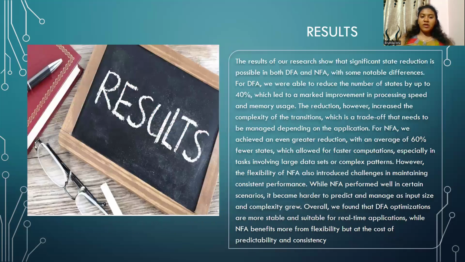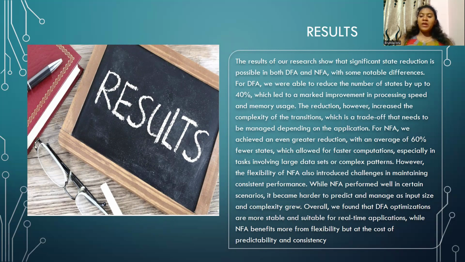So the result of our research shows that significant state reduction is possible in both DFA and NFA, with some notable differences. For DFA, we were able to reduce the number of states by up to 40%, which leads to a marked improvement in processing speed and memory usage. The reduction, however, increased the complexity of the transition, which is a trade-off that needs to be managed depending on the application.